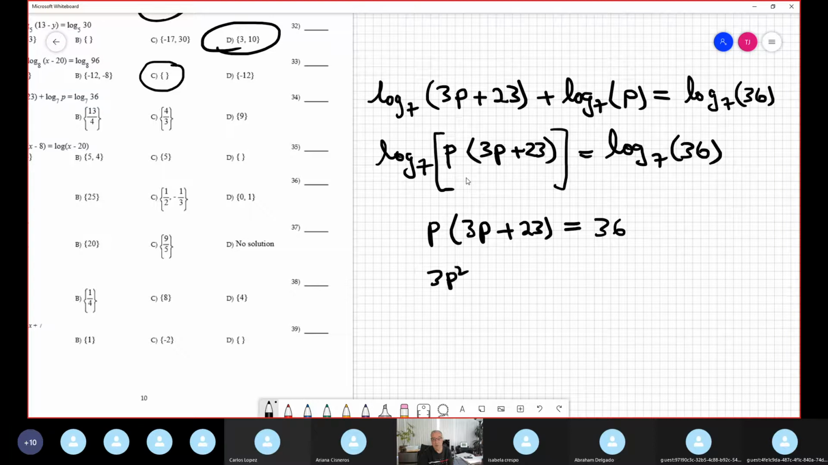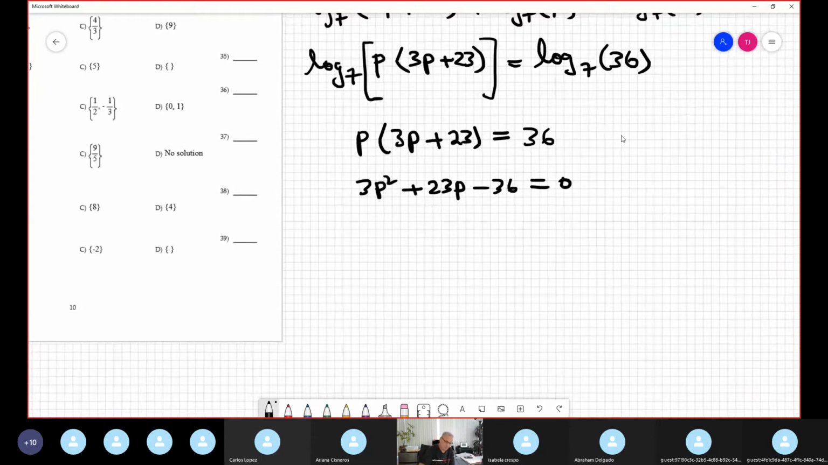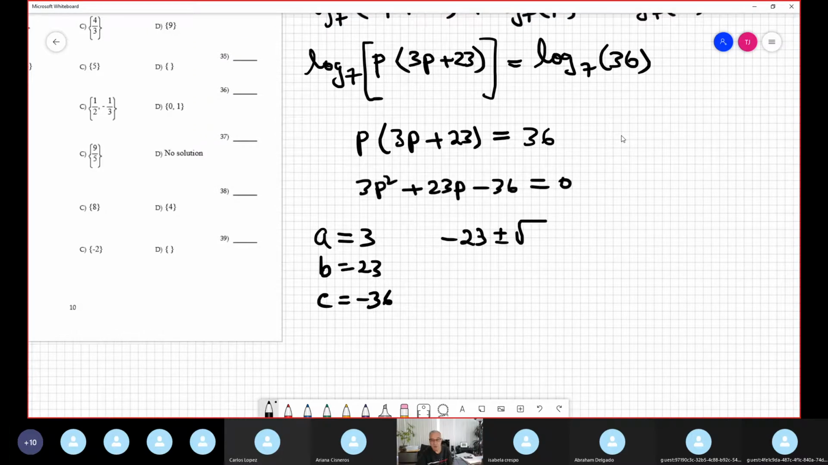3p squared plus 23p minus 36 equals 0. And this is a little bit more complicated to do by factorization. So, quadratic formula, A, B, C. A is 3, B is 23, and C is negative 36. Be careful with the sign. So minus 23 plus or minus the square root of 23 squared minus 4 times 3, which is A, times negative 36, which is C, divided by 2 times 3.